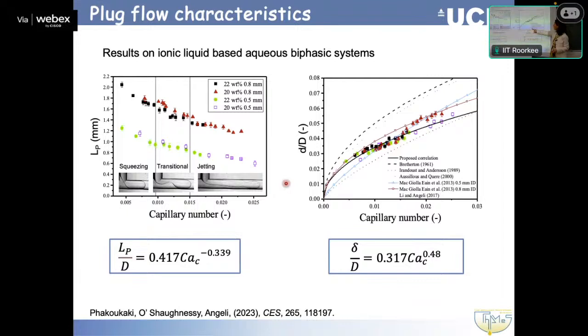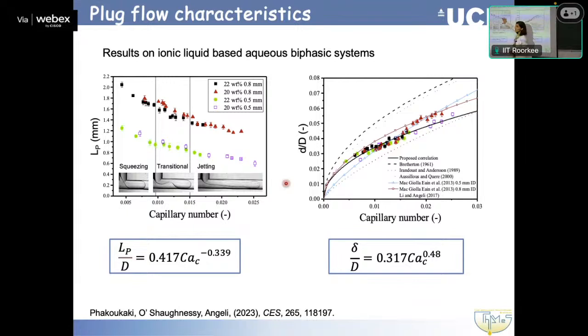But actually, this Magiola correlation was not too bad for the liquid-liquid systems. Magiola suggested two correlations, which were applied to 0.5 and 0.8 millimeters. And yeah, the results are not bad. And here is what happens with the plug length. That's what I wanted to show you.